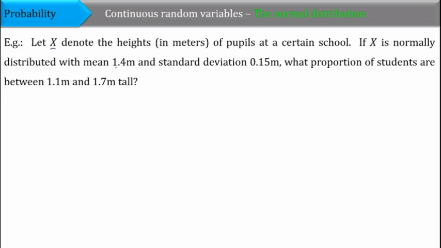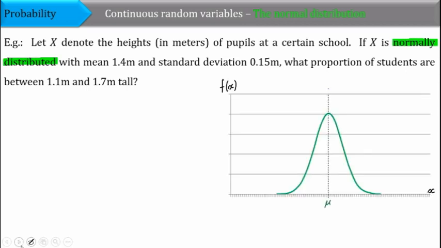If x is normally distributed with a mean of 1.4 meters and a standard deviation of 0.15 meters, what proportion of students are between 1.1 and 1.7 meters tall? The starting point for this will be to look at the distribution. It says that x is normally distributed. So graphically this is what we have, and always the mean will be in the middle. Okay, so this is really the first step of all of these types of calculations. You should draw the curve first and indicate all the information on the curve before you actually go ahead and do any calculations. This will help with your understanding of the problem.